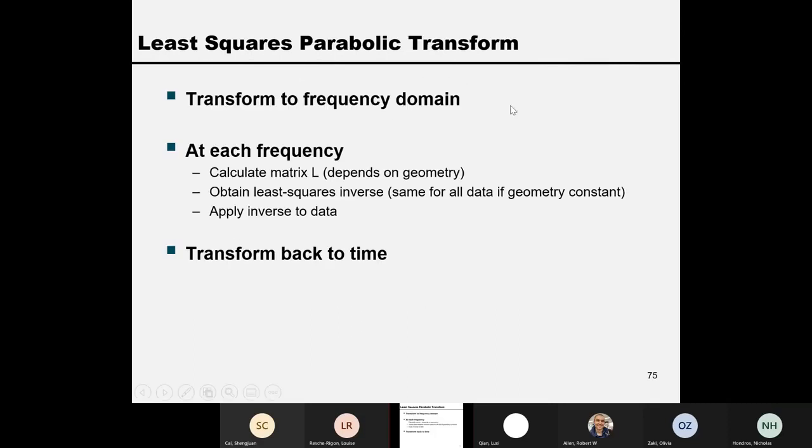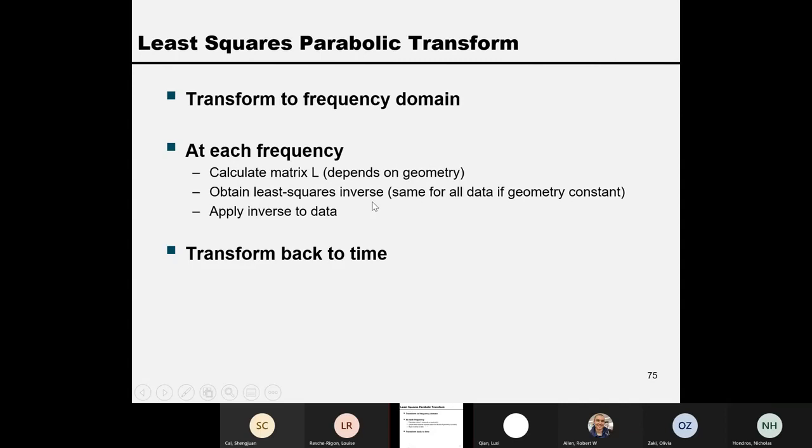Let's talk about least square at the moment. So how do we implement that? First of all, we transform to the frequency domain. That's very fast because for each individual trace, you just implement the FFT. And then in the frequency domain, for each frequency, you calculate the matrix error. Matrix error only depends on geometry, but also, of course, on frequency, okay? So it's frequency dependent and geometry dependent. And then you try to get the least square inverse of the squared matrix. If not good enough, you just add something to the main diagonal to have a stabilized solution.